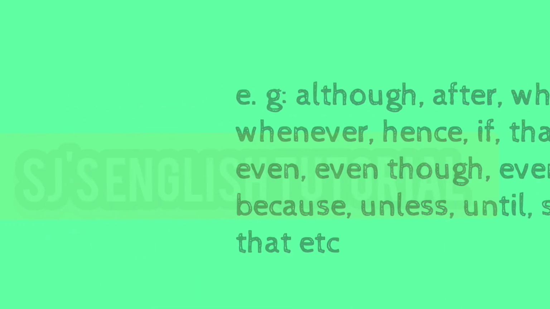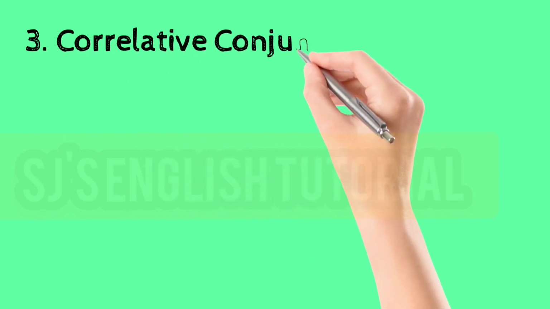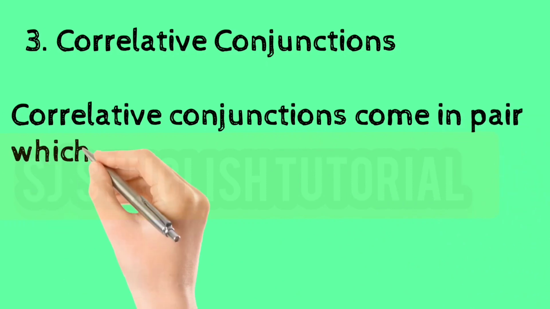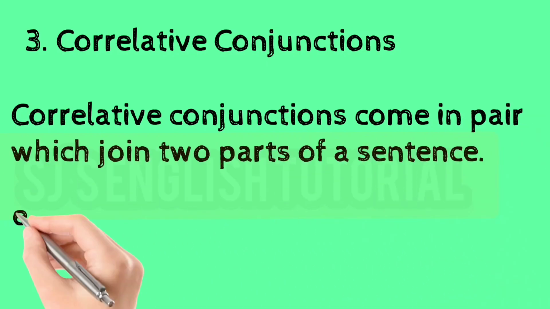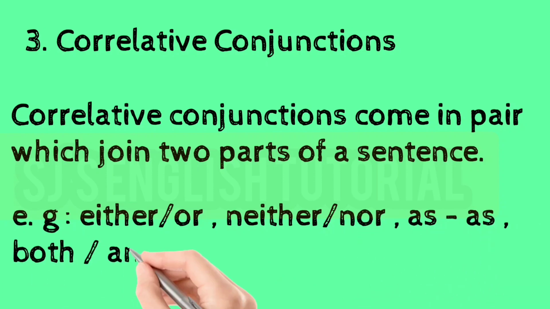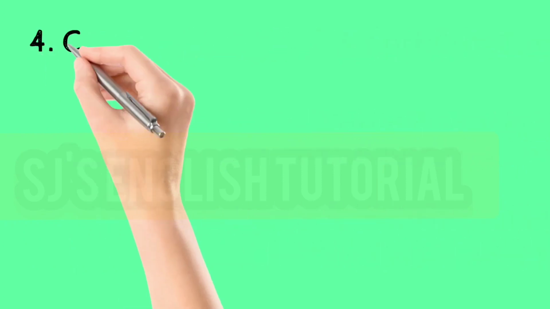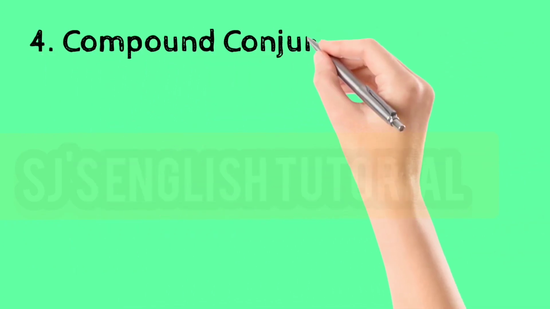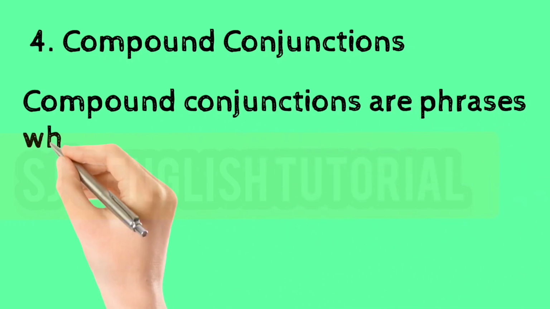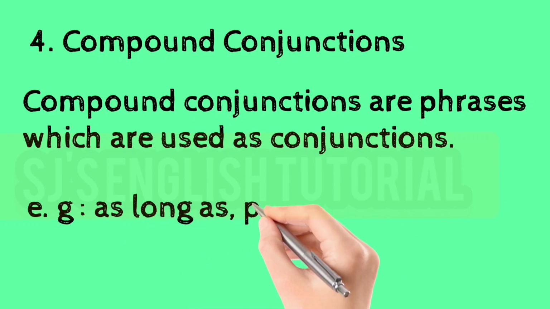The third one is correlative conjunctions. They come in pair which join 2 parts of a sentence. For example, either or, neither nor, as as, both and, not only but also, etc. are correlative conjunctions. The fourth one is compound conjunctions. These are phrases which are used as conjunctions. For example, as long as, provided that, in order to, etc. are compound conjunctions.